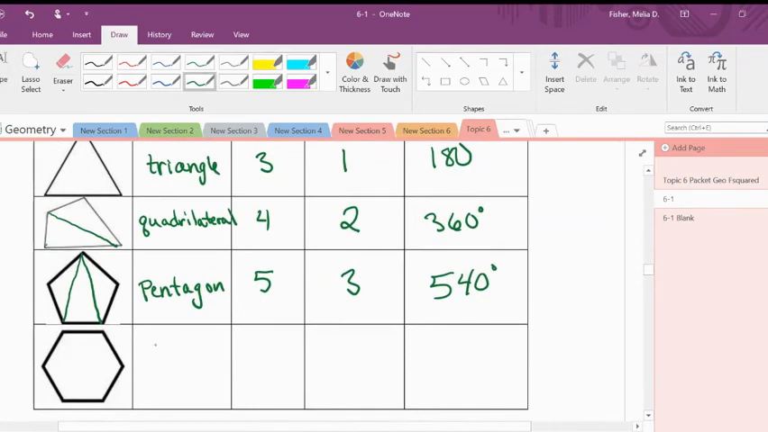And a 6-sided one is a hexagon. We can draw 1, 2, 3 diagonals. So this is 6-sided. We can draw 4 triangles, which is another 180 degrees, 180, 180, 180, 180, and that comes out to 720 degrees.